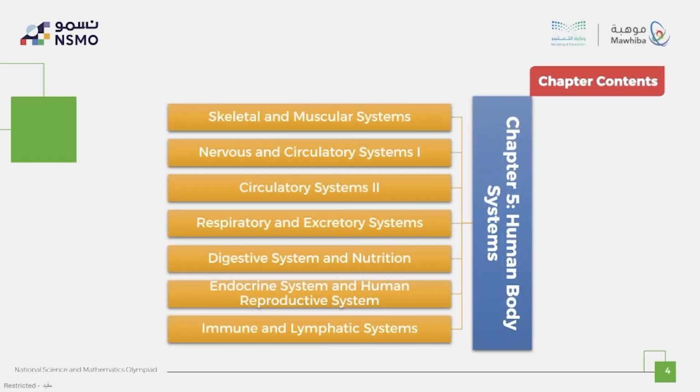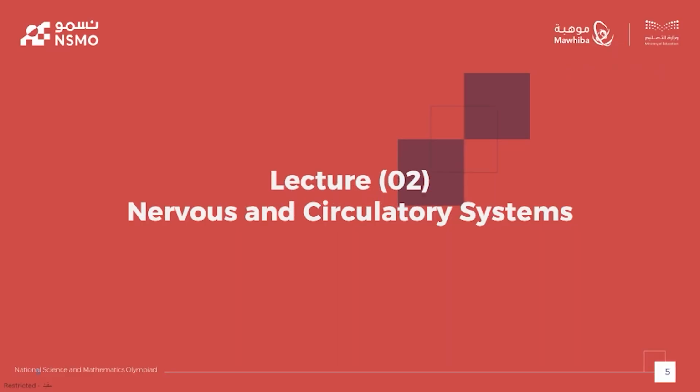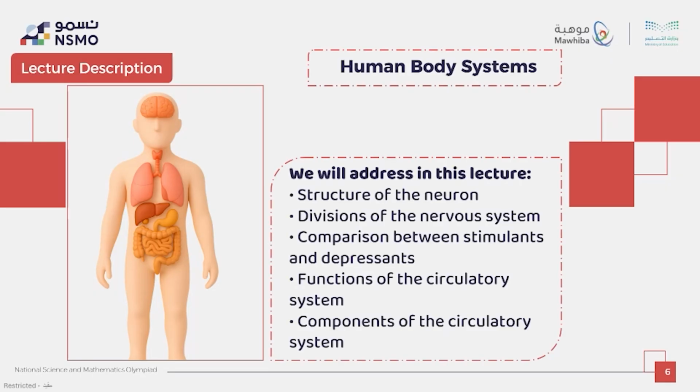Previously in chapter 5, we spoke about skeletal and muscular systems. And today, inshallah, we will have nervous and circulatory system part 1. Later on, we will keep going with circulatory systems part 2. Our lecture today is nervous and circulatory systems. This lecture focuses on how the brain communicates with the body and how the heart delivers resources. Today we will learn neuron structure, nervous divisions, stimulants versus depressants, circulatory functions and components.